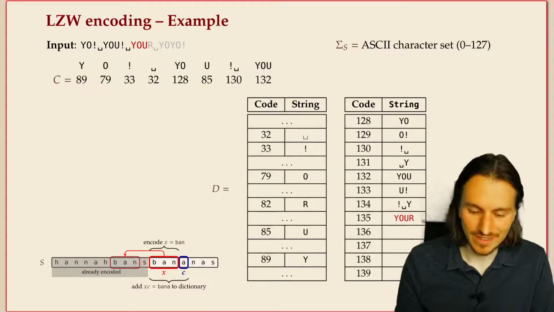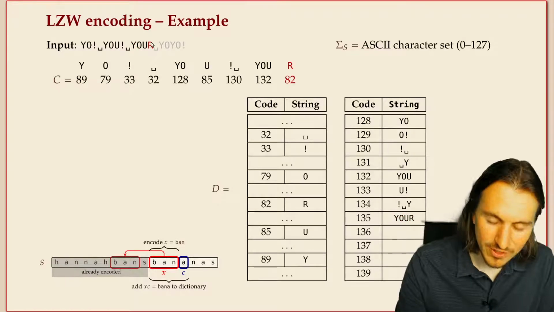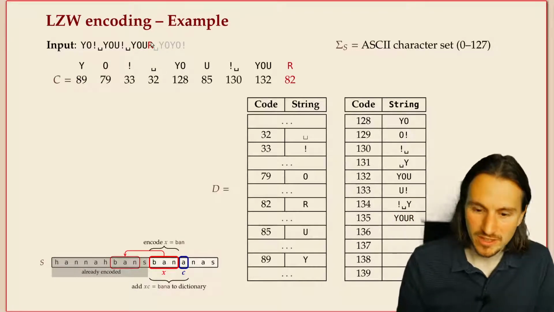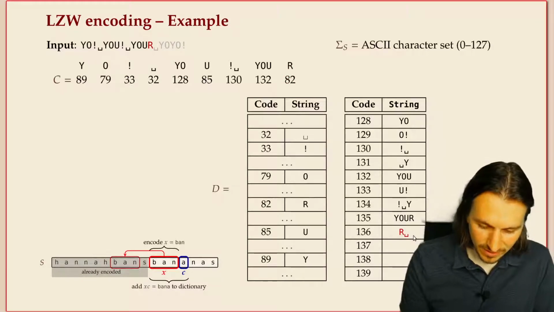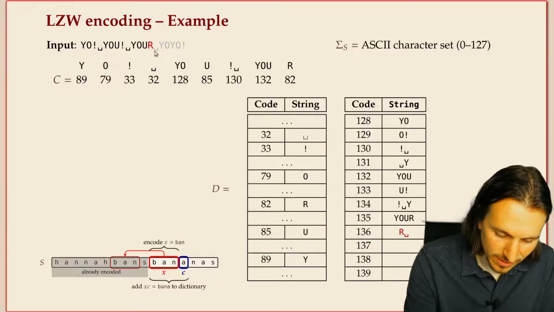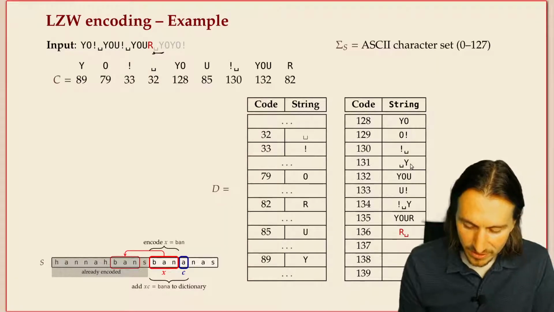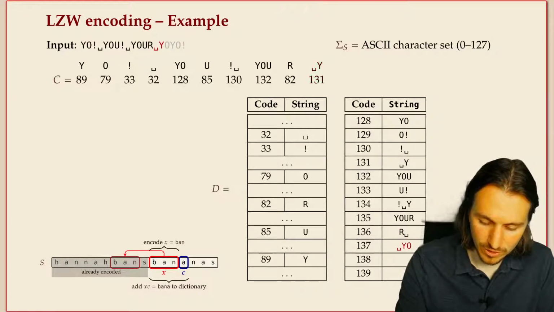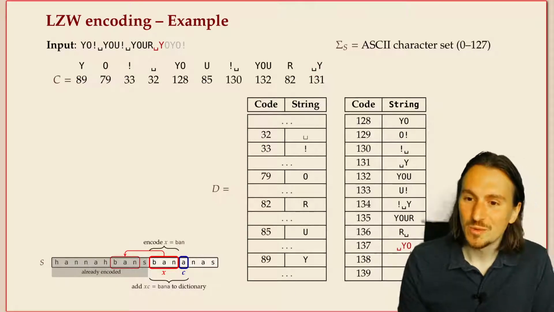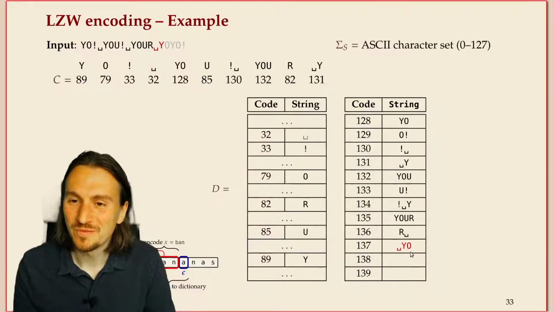All right. R we haven't seen, so that would be just the single character, but we add to the dictionary R space. Next thing, we've seen space Y, and that's the longest match, so we can encode that together and store space YO in the dictionary. Now I'll move myself to the other side.